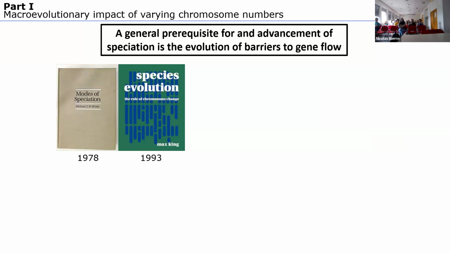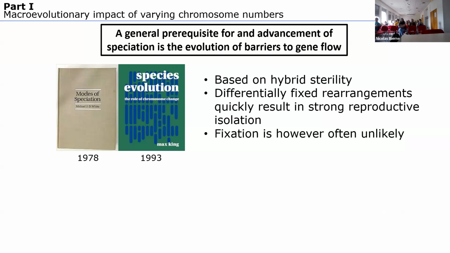developed until the 1990s. And the idea there is that rearrangements, so different karyotypes, would actually lead to hybrid sterility. So as a consequence, differentially fixed rearrangements will quickly result in strong reproductive isolation. The problem here is, though, that if you have a rearrangement, it's really hard to establish or even become fixed. Because imagine you have a new rearrangement. If you mate with someone who doesn't have it, the offspring is probably less fit or doesn't even occur.